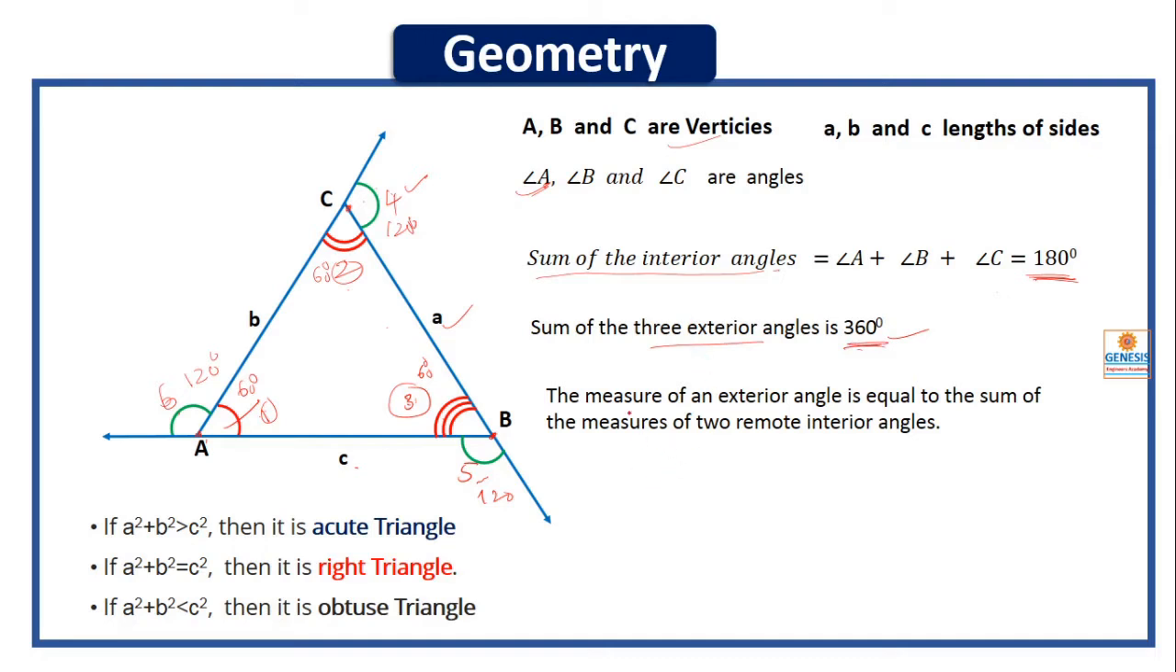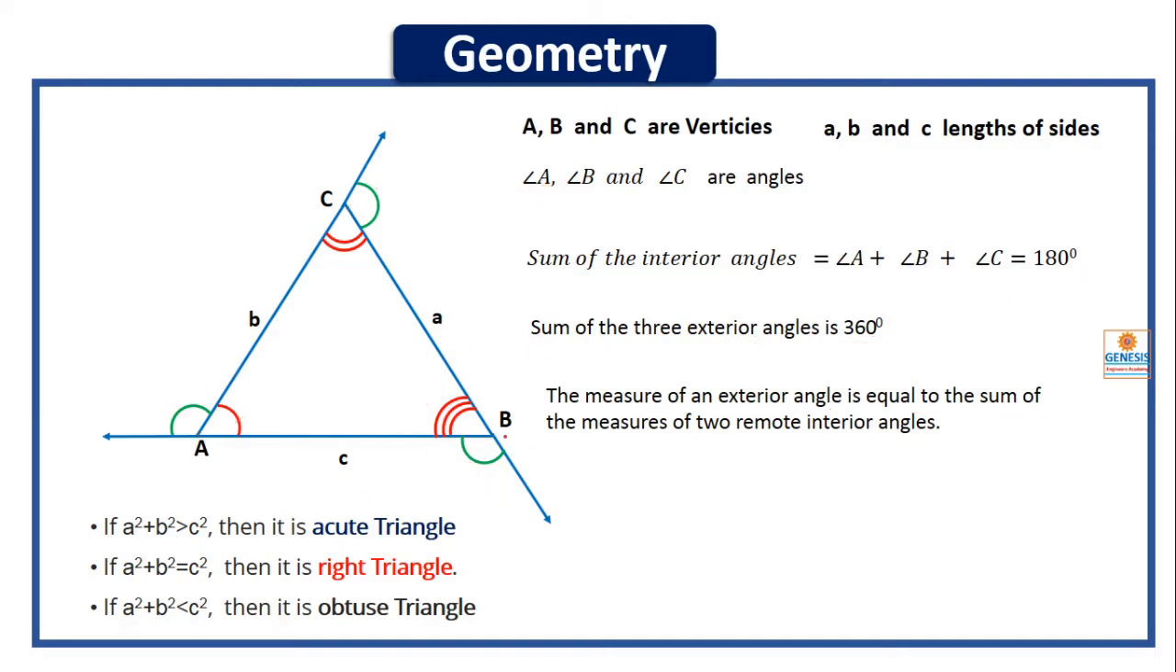You understand? Like that, the measure of an exterior angle is equal to the sum of the measures of the two remote interior angles. That means this is the exterior angle, and these are the remote interior angles. So this is 120, which is equal to 60 plus 60, 120. If nothing is given, you can also use these things. Okay, so that is one way of understanding a triangle.